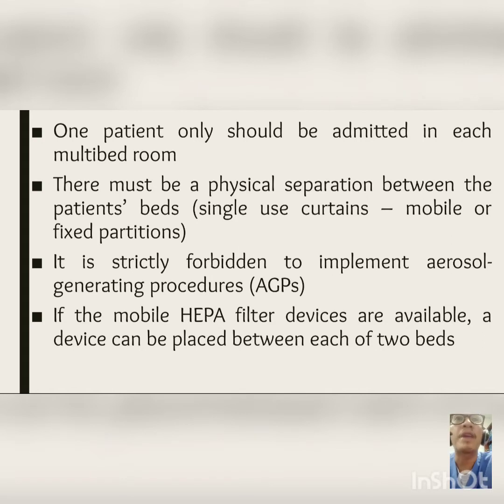First, one patient only should be admitted in each multi-bed room. Second, there must be a physical separation between the patient's beds, like single-use curtains, mobile or fixed partitions. Third, it is strictly forbidden to implement aerosol-generating procedures if we're going to cohort patients. If mobile HEPA filter devices are available, a device can be placed between each two beds.